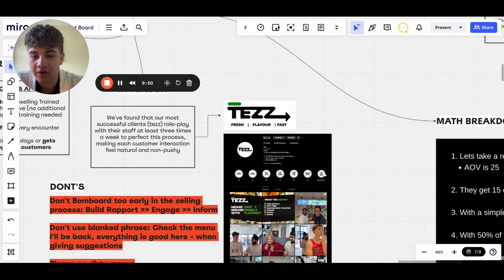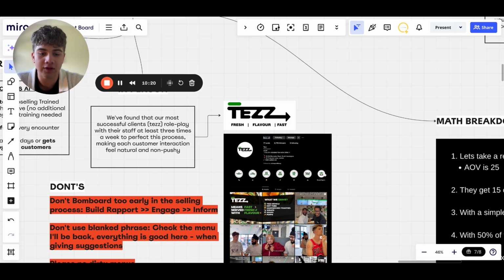So what we found from one of our most successful clients, Tez, is that what they actually do is they role play with their staff at least 3 times a week to perfect this process, making each customer interaction feel natural and non-pushy, right? Now, you might be thinking to yourself, okay, cool, I don't necessarily want to be role playing certain lines my staff should be using when upselling people, because it is going to feel staged. It's not going to feel real. It's not going to feel genuine.